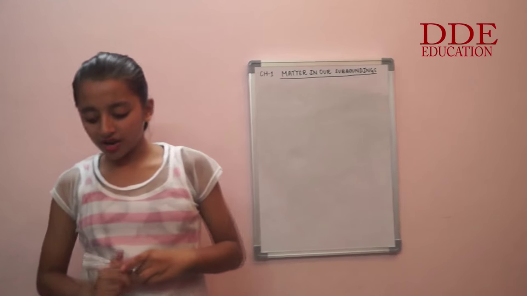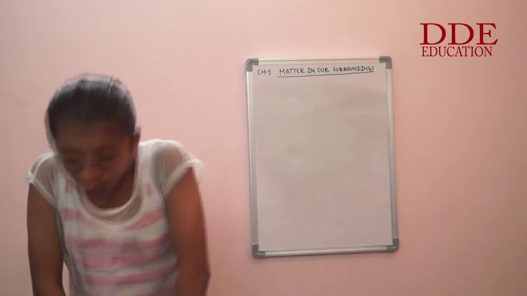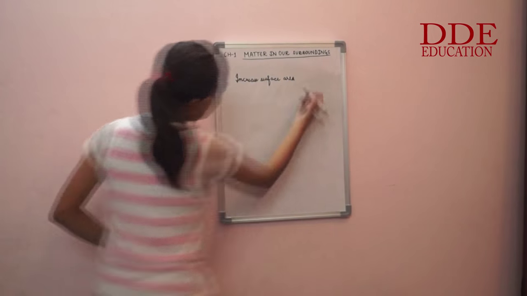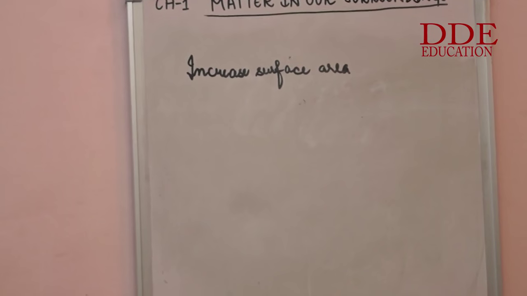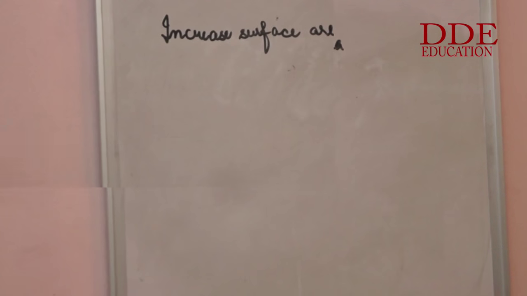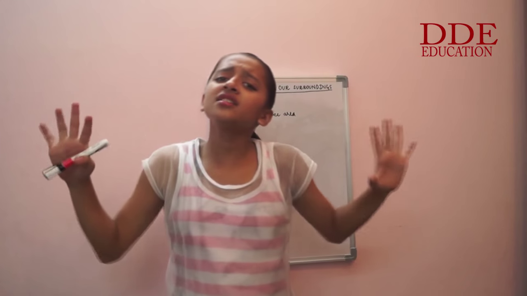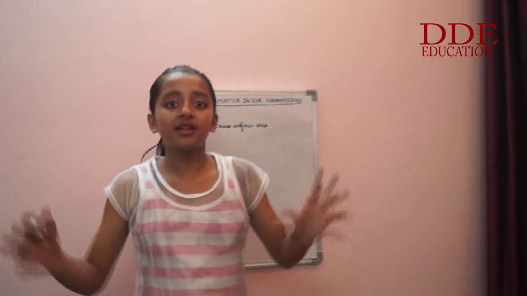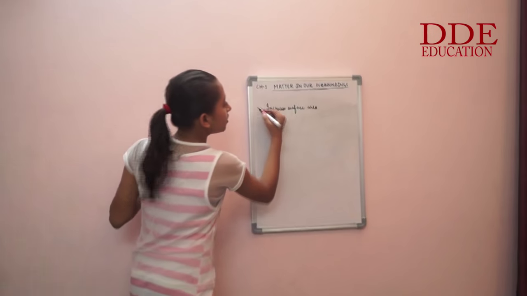Okay, so we are here on factors affecting evaporation. The first factor is increased surface area. How can it help? Let us read an example from the NCERT. We know that evaporation is a surface phenomenon. So you must have seen your mother drying clothes. First she spreads them, then the sunshine comes, and then the clothes are dried. That means if you increase the surface area, the process of evaporation is fastened. Okay, so the first is done.